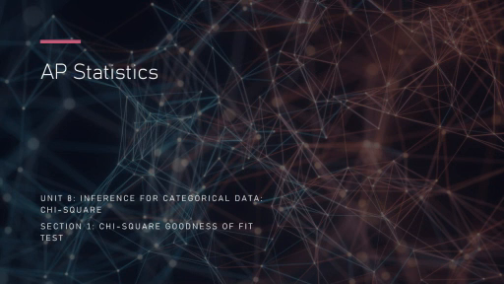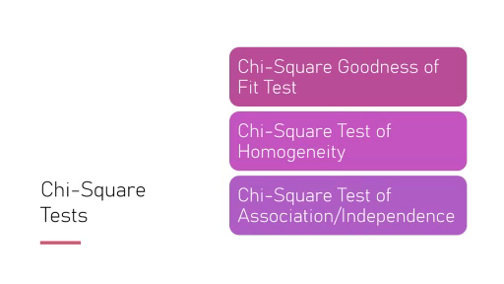Okay, we are moving on to Unit 8. Unit 8, Inferences of Categorical Data with chi-squareds. There are three different chi-squared tests that we will be looking at in this unit. The first one that we are looking at is known as the goodness of fit, or the GOF test. These are the three different ones that we have.